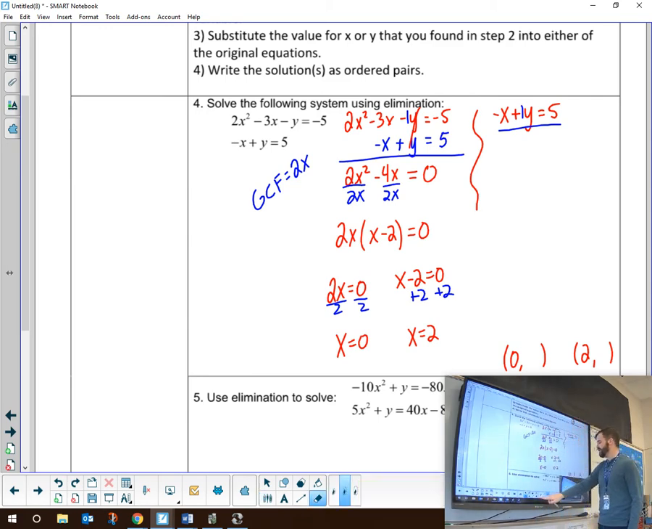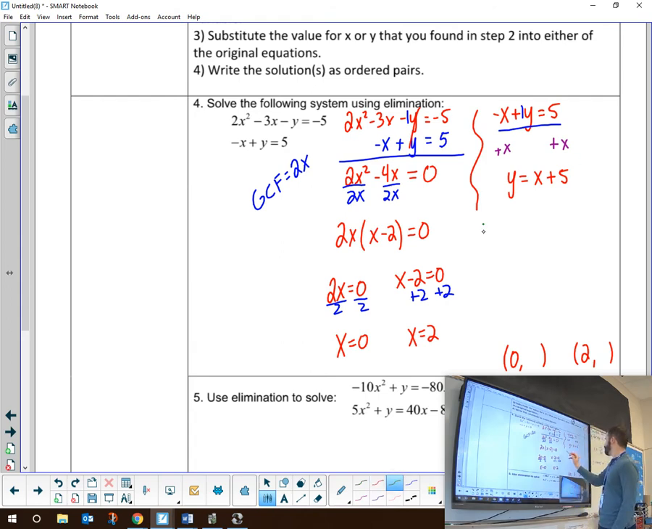I'm going to do some finagling on this equation real quick, okay? I'm going to add x to both sides. That way I can get y by itself and make it a lot easier. Look what I do, okay? So if I add x to both sides, we're going to get y equals x plus 5. Now we just take my answers here, plug them in, it all works out, okay?